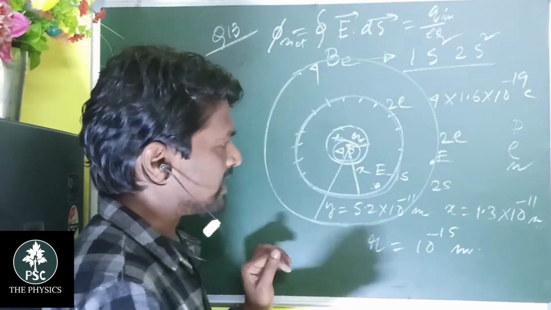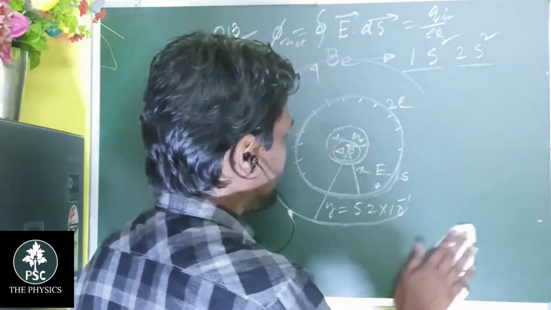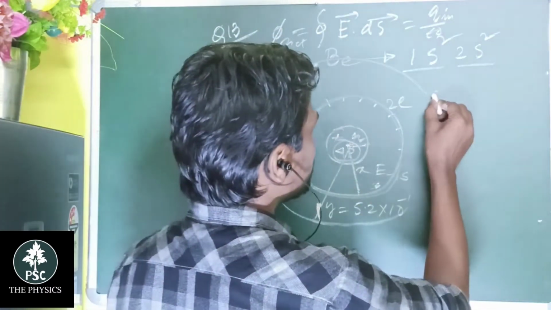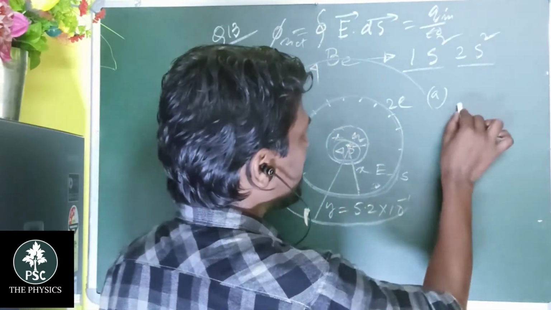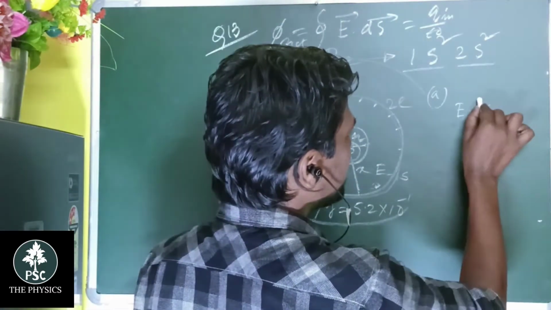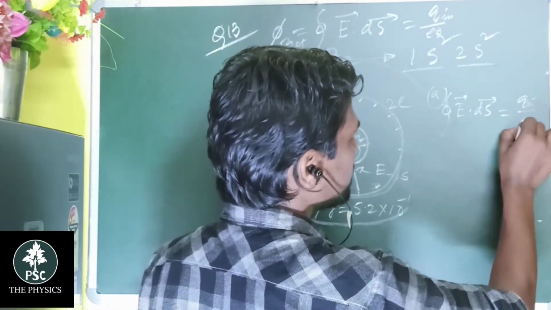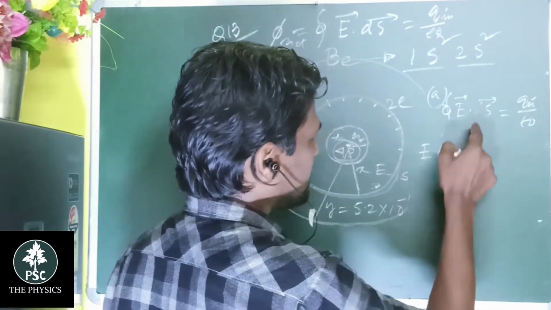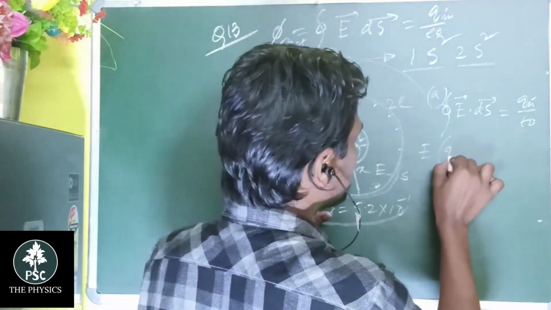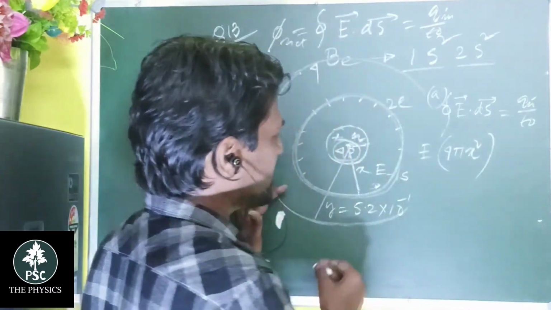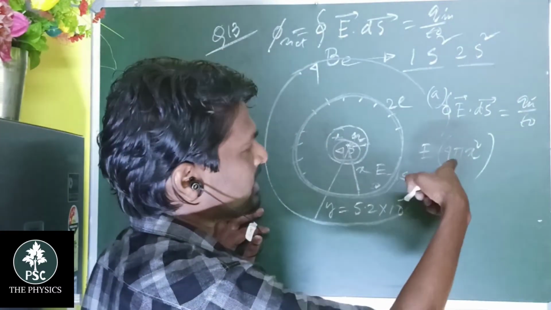If I use this, for question number 1, you have to calculate the electric field just inside 1s. Then you have to integrate E dot ds, and this is a closed integration, and this is equal to Q inside by epsilon naught. The surface area of the sphere is 4 pi x square. If we integrate E dot ds, then we get E into 4 pi x square.